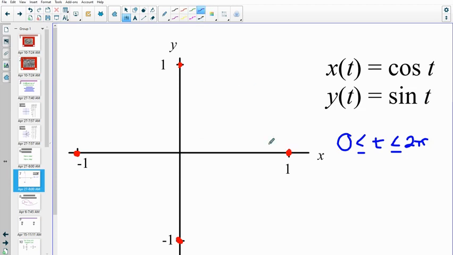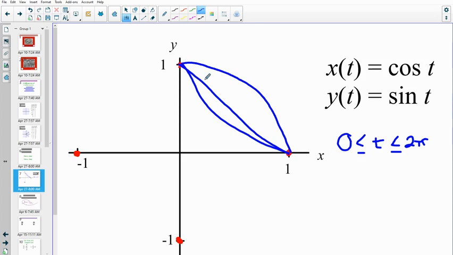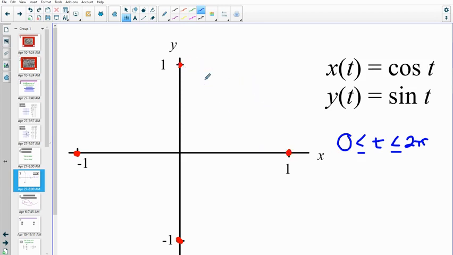Now, what it looks like in between, maybe it looks something like that, or maybe it looks something like that, or maybe it looks something like that. Tough to tell without thinking more about this. And so maybe I do a little bit more fine tuning between 0 and pi over 2.